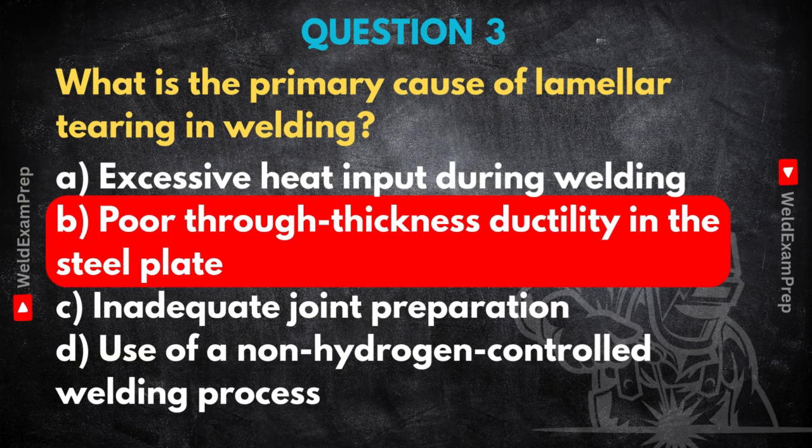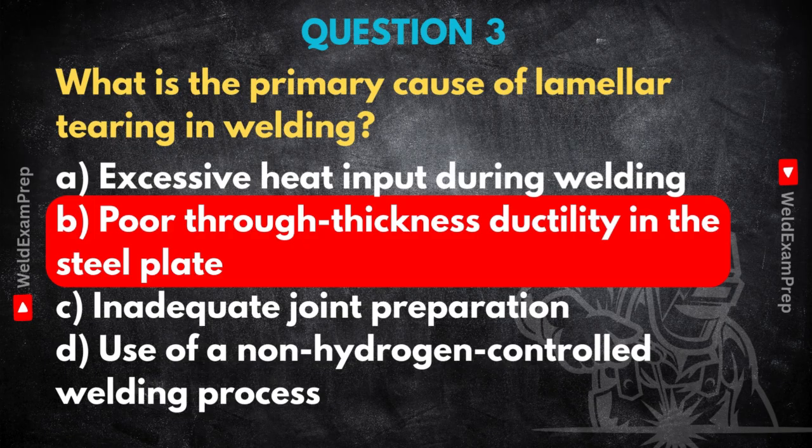Gotcha. And finally, option D, use of a non-hydrogen controlled welding process. We already talked about hydrogen, didn't we? Yeah, causing cold cracking. Right. Hydrogen causes hydrogen-induced cracking or cold cracking. And while that's a very serious issue, it's a completely distinct defect mechanism from lamellar tearing. Hydrogen cracking is usually intergranular or transgranular, often in the HAZ or weld metal, and it's driven by hydrogen diffusion and stress. It's not directly related to those through thickness properties and inclusions in the same way lamellar tearing is. So different causes, different appearances, different locations. Totally different mechanisms, even though both are types of cracking.